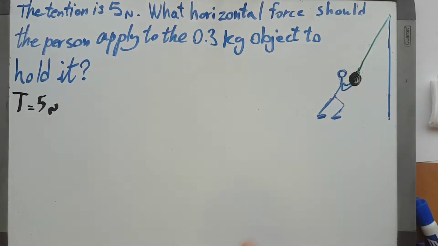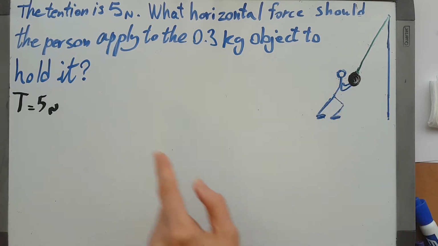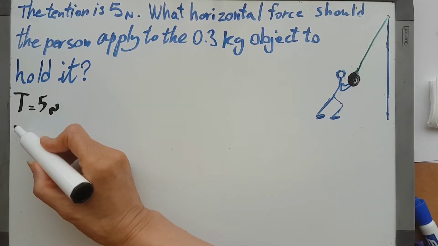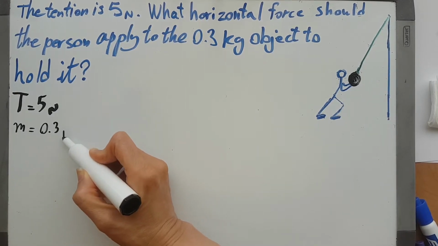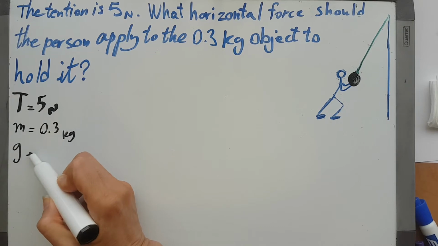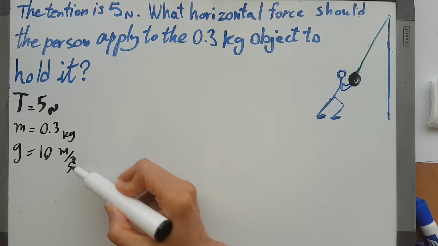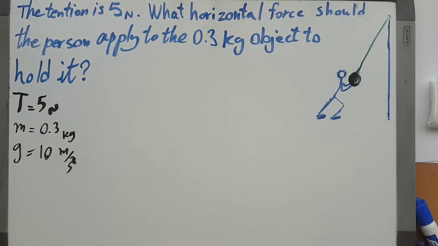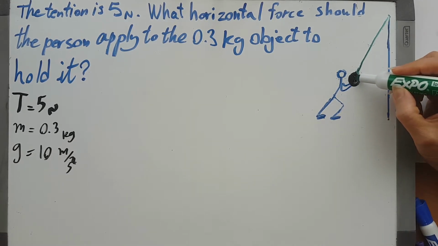What horizontal force should this person apply to hold this object? The mass of the object is 3 kilograms, and of course we know g is 10 meters per second squared. So in order to find the horizontal force that the person is applying, we have to draw all our forces and find the forces that we need.